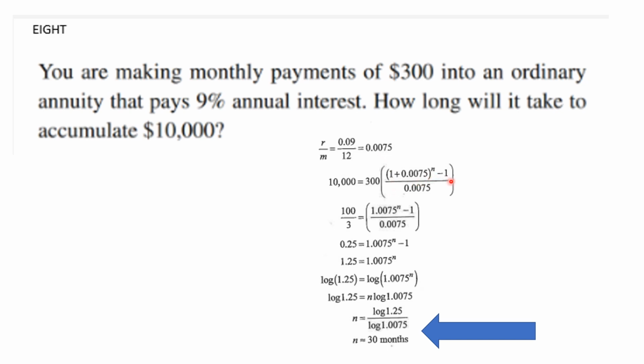So this is 0.0075 whole to the n minus 1 all over that number again, times your payment, which was 300, and you want to solve for this to get 10,000. Now you have to solve for the n. You have to use logarithms, but when you use the logarithms, you will conclude that if you do this for 30 months, you will have reached the $10,000 mark. And 30 months is the same thing as 2.5 years.